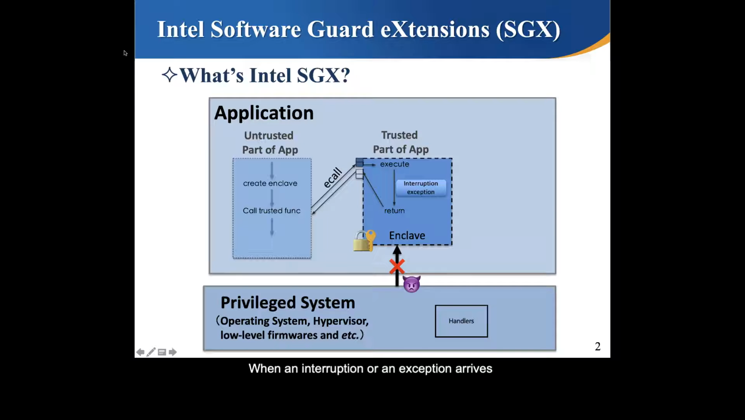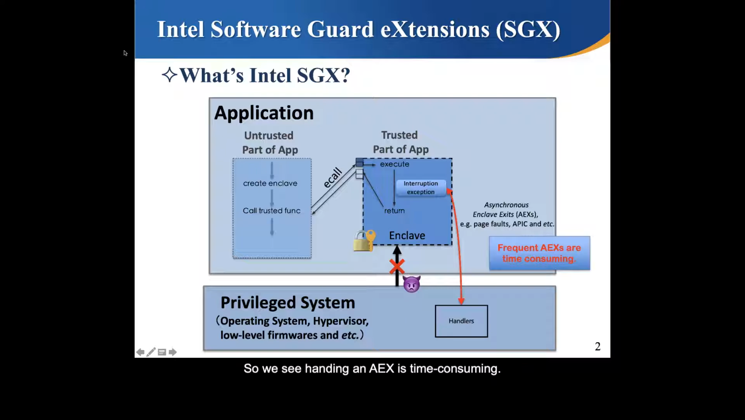When an interruption or an exception arrives during the processing in an enclave, an AEX happens. The processor first saves the enclave's context and then transfers the execution to the OS handler. After the handler returns, the processor restores the enclave's context and resumes the execution where it stopped. So we say, handling an AEX is time-consuming.